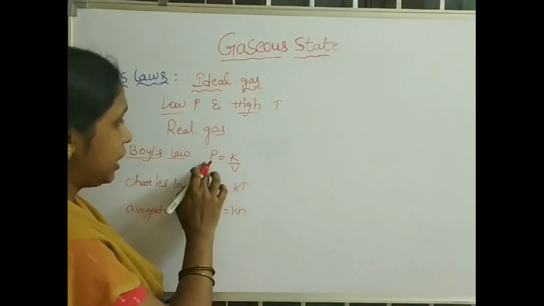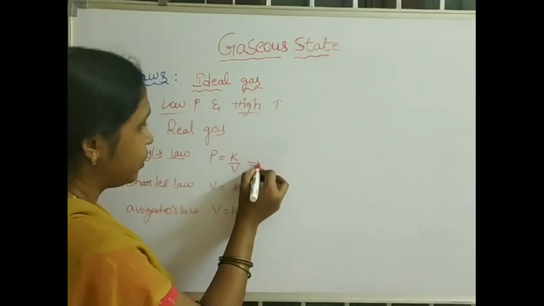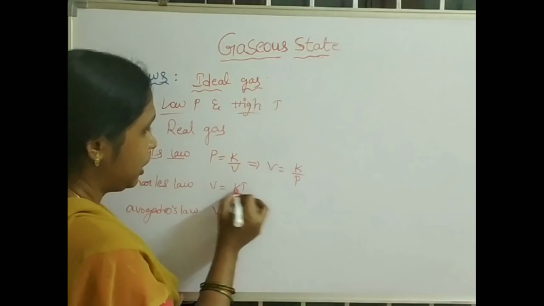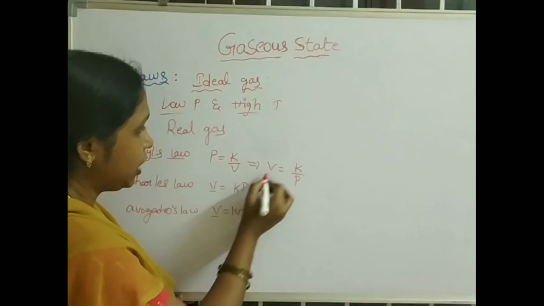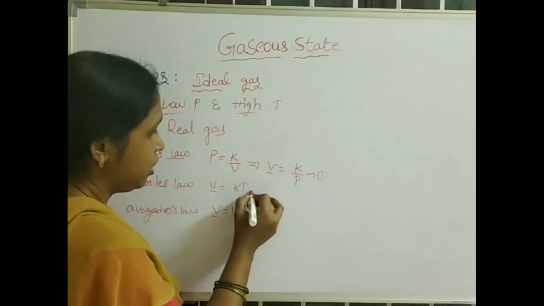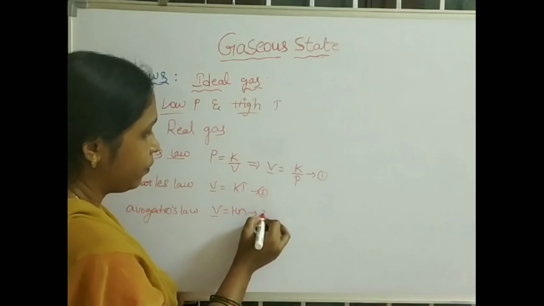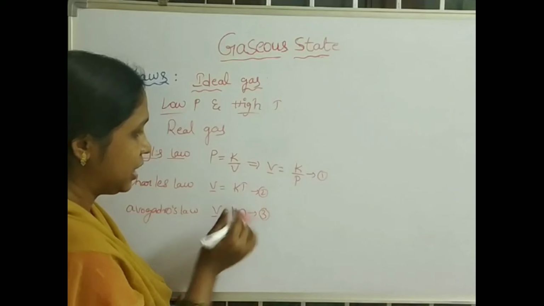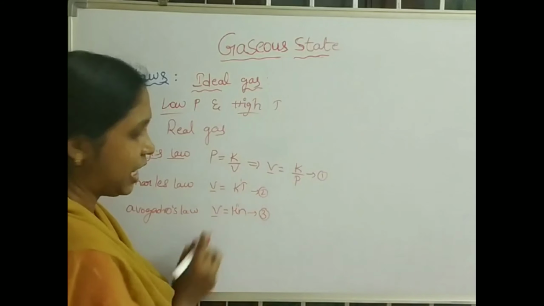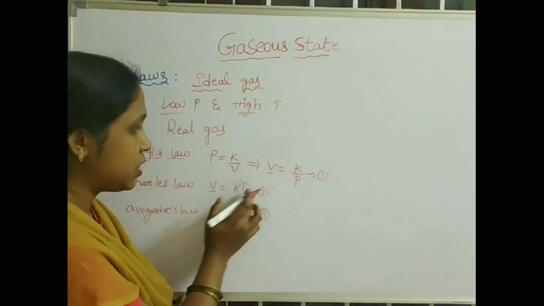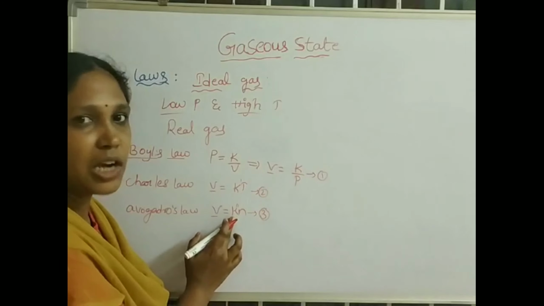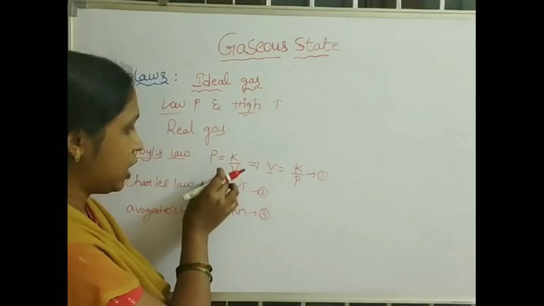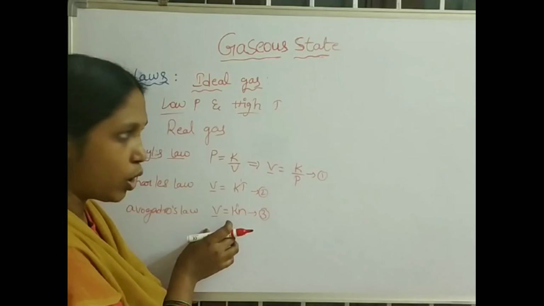Here, take V this side: V equal to K by P. In all the 3 equations, it is volume, volume, volume. In all the cases, take V dash, V double dash. K is a constant, K dash is a constant, K double dash is a constant. The 3 equations are the same one. We are finding a volume.